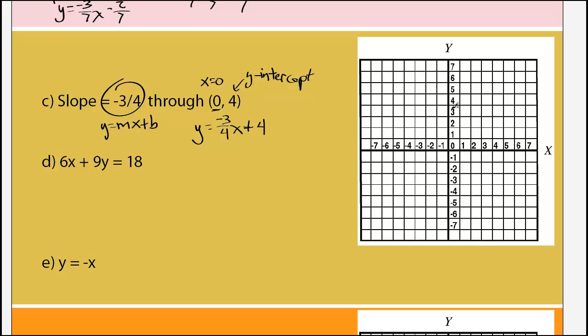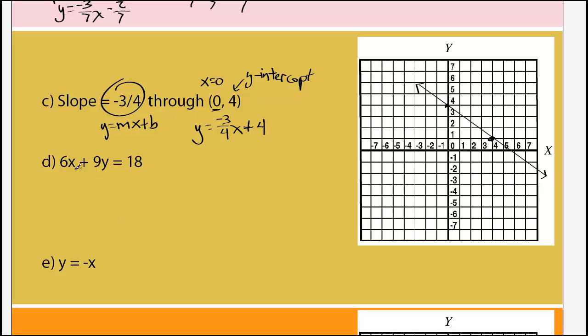So we start at 4. It's negative, so we go down 3, 1, 2, 3, and then in the positive direction 4. Let's get our line tool back here. All right. And so now we add our arrows at the end, and there we go.